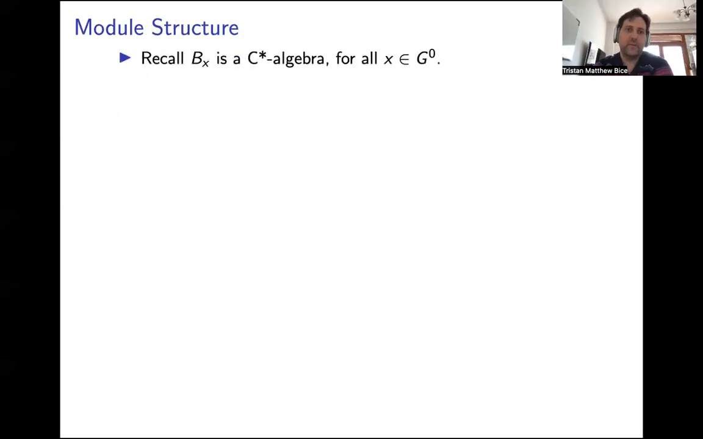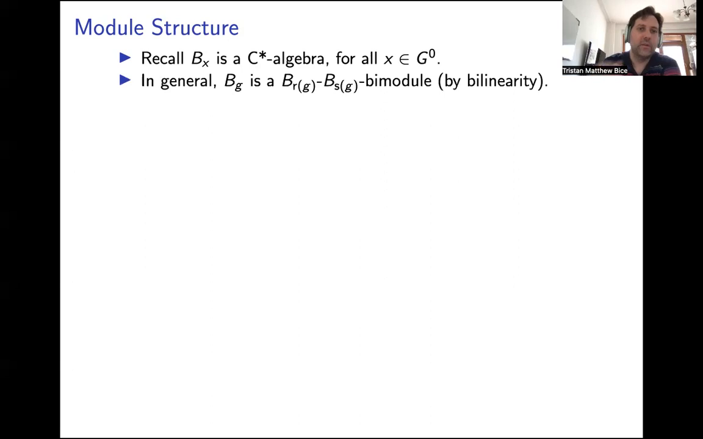So remember that one of the first things we observed is that all the unit fibers of some Fell bundle always form a C-star algebra. In general, the fibers definitely don't form a C-star algebra. There's no product within an arbitrary fiber. However, there is a product between an arbitrary fiber and the fiber corresponding to the range of G and the fiber corresponding to the source of G.